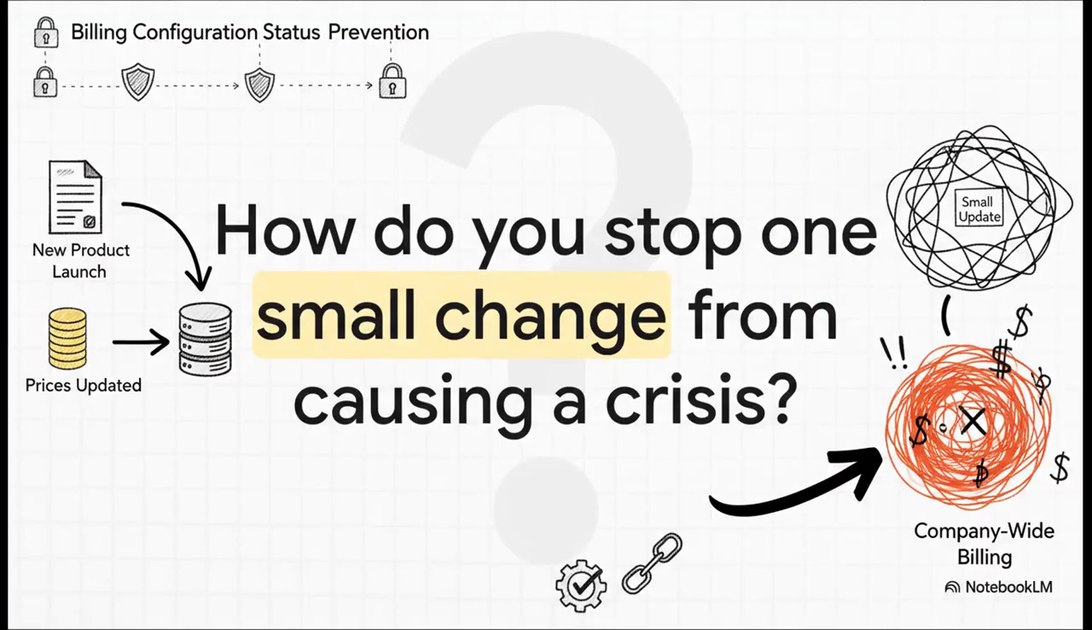So that brings us to the big question, right? In a system where you have to make changes, where new products are always launching and prices get updated, how do you build a safety net? How do you possibly stop one small, well-intentioned update from spiraling into a total company-wide billing crisis?